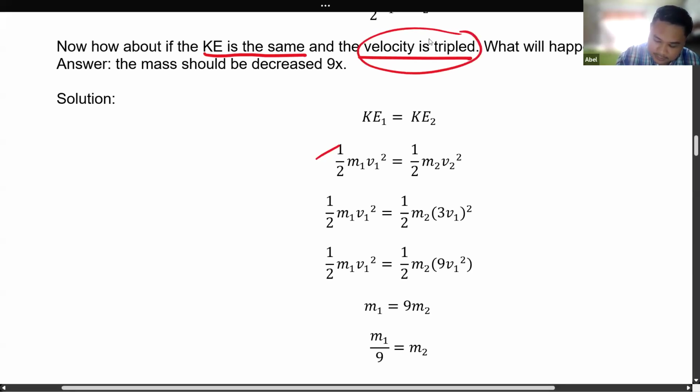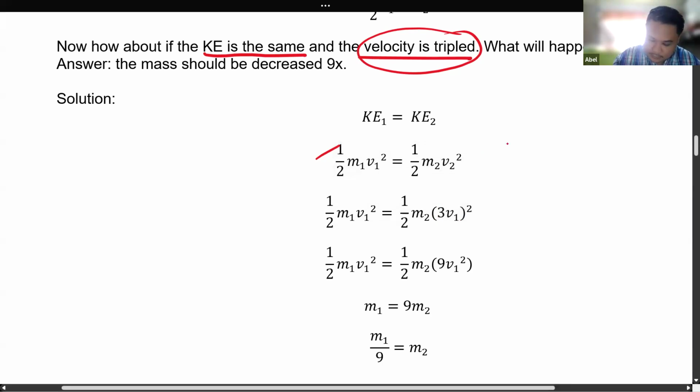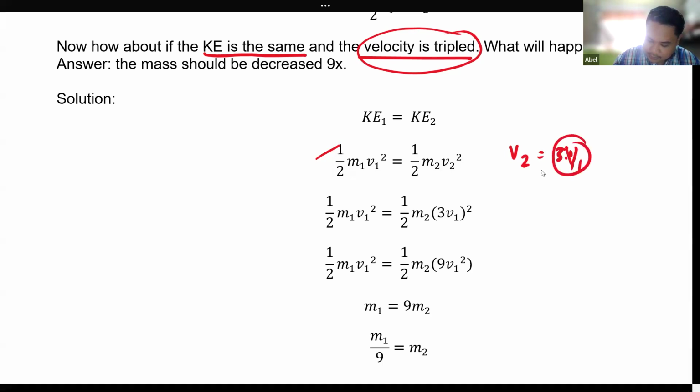Now let's look at this. The velocity is tripled, so the tripled velocity can be expressed as 3 times the v1. So v2 is 3 times the v1. That's what we substitute here. And so we square it. So we have 9 times the v1 squared.